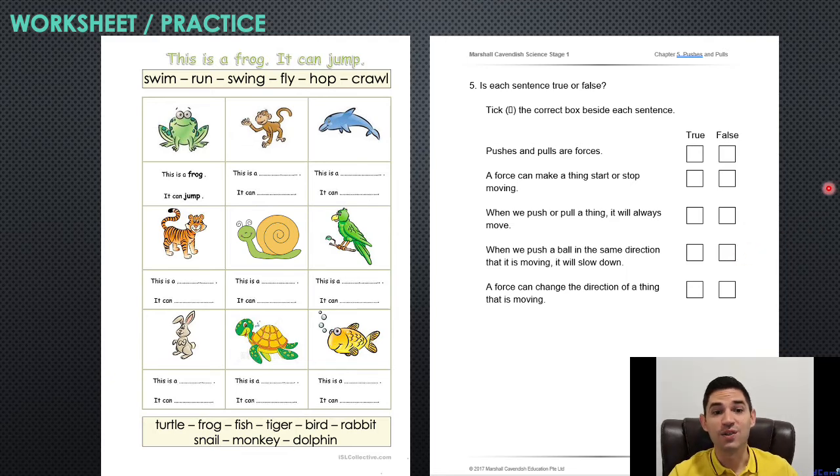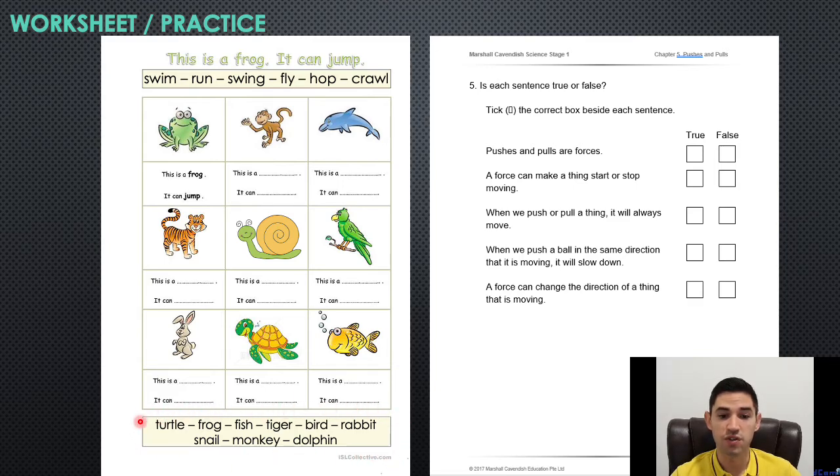Now, I would like you guys to do a worksheet for practice. In this unit, while we were still learning at school, we studied about what type of movements and actions animals can do. For example, we have here a frog, right? We have a frog, and the frog can jump. The frog can jump. Now, what animal do we have here? You have a list at the bottom with the names of all the animals on this worksheet.